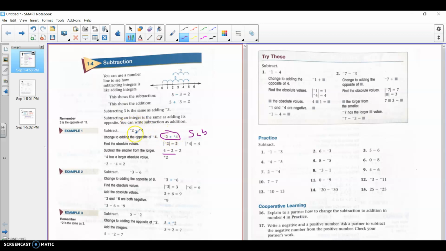Then they went back to this, and which number is the largest? Now notice they didn't go to the original problem. They went to the one that they changed to addition. That is addition, or that's a positive sign, so your 2 needs to be positive. So your answer will be a positive 2.